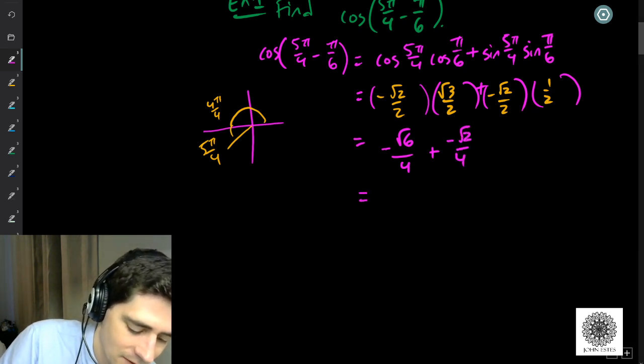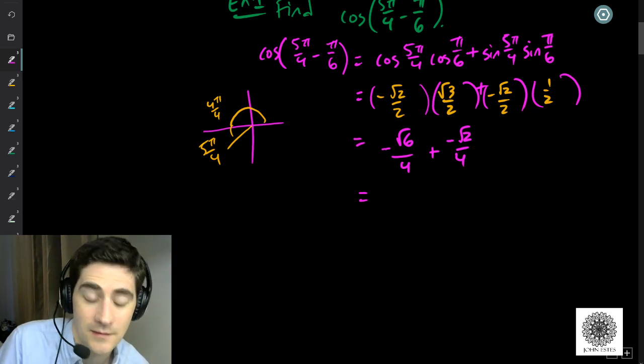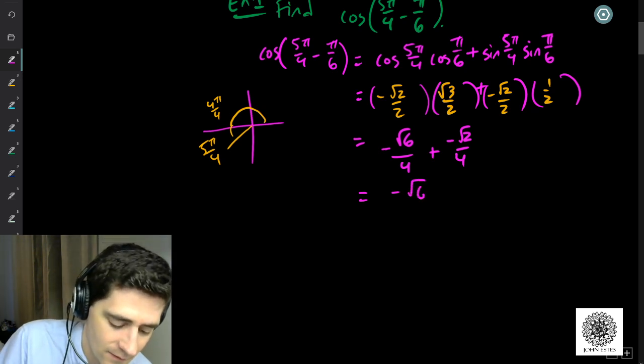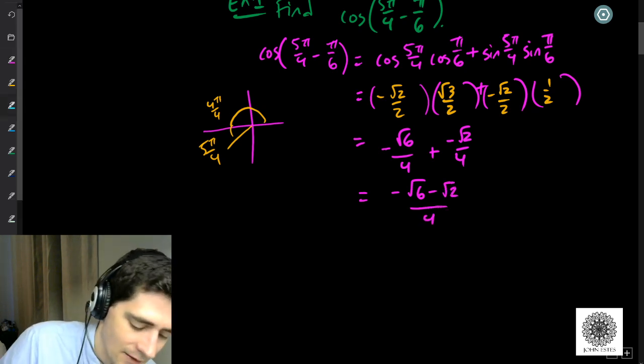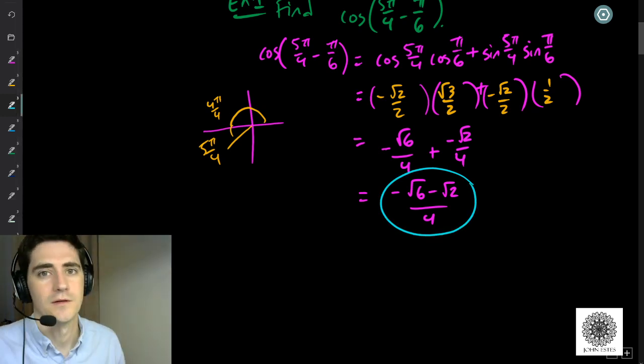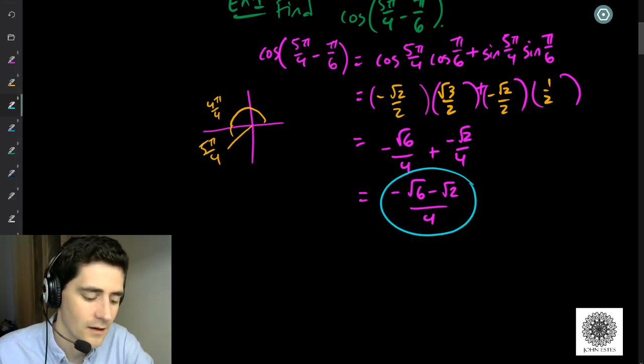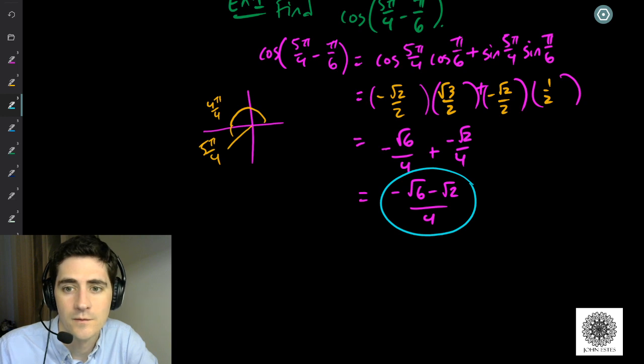And since I have a common denominator, thankfully, I can write this as one expression. This is negative root 6 minus root 2 over 4, and that is my solution. Okay, that is the value of cosine 5 pi over 4 minus pi over 6. And I hope this makes sense.